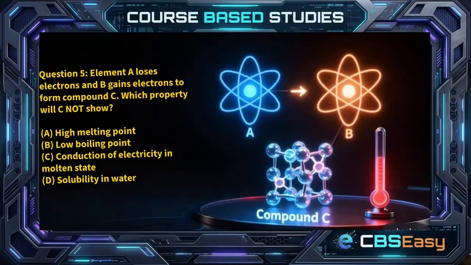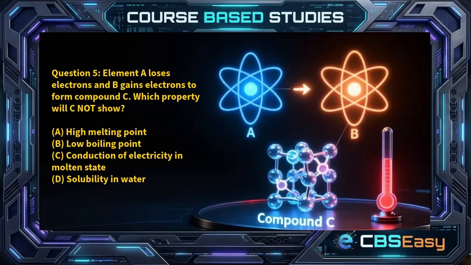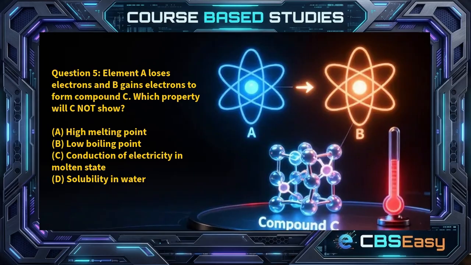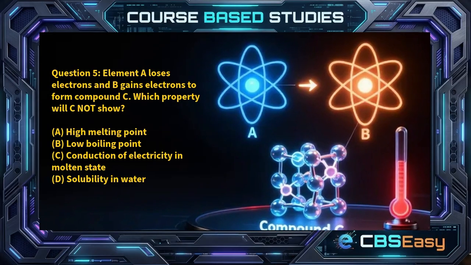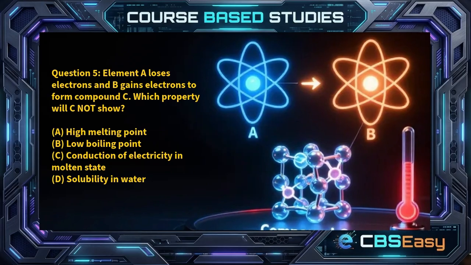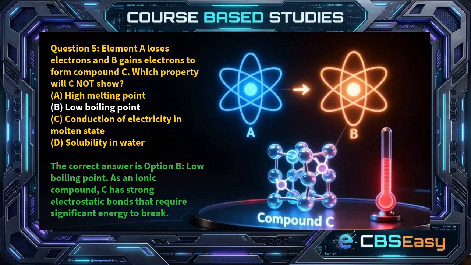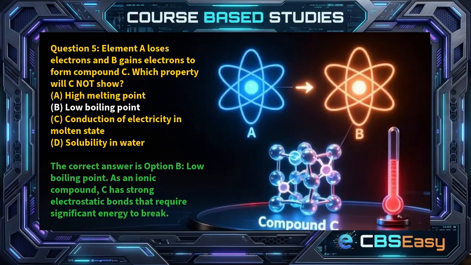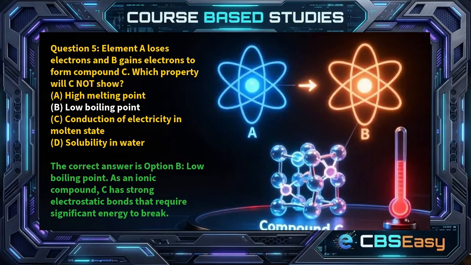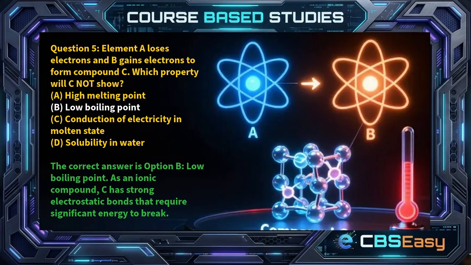Question 5. Element A loses electrons and B gains electrons to form compound C. Which property will C not show? The correct answer is option B, low boiling point. As an ionic compound, C has strong electrostatic bonds that require significant energy to break.